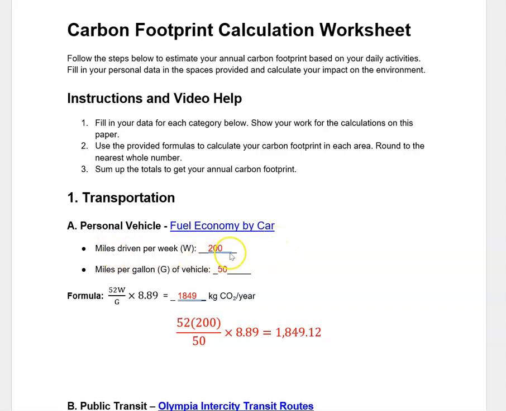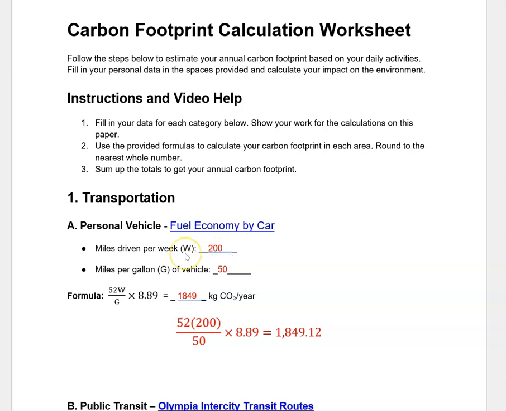Also, your miles driven per week. You might say, well, I don't know, some weeks I do go to school and I also go to work, and other weeks I don't do anything. So try to just figure out what your average is. I put 200 for this, but there's probably no week when I drive exactly 200 miles, right? Just kind of give yourself an average.